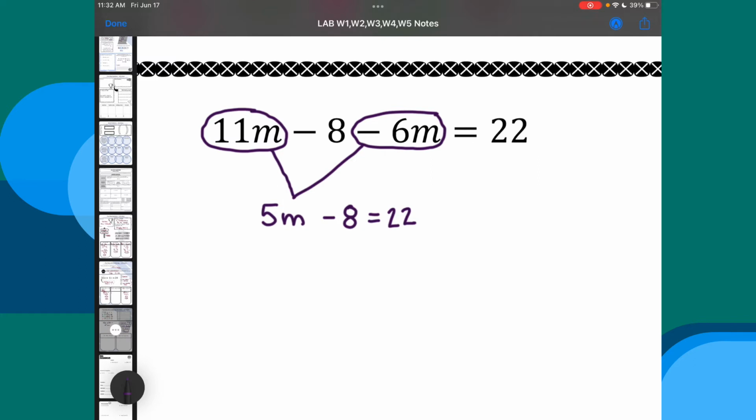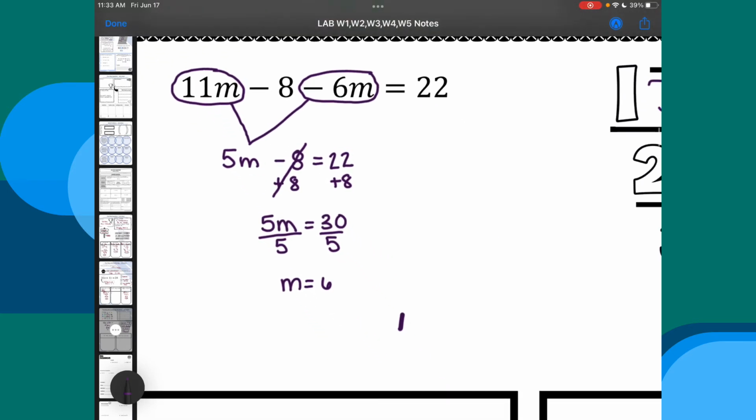Now we're going to undo the subtraction. The inverse operation is addition, so we're adding 8 to both sides. Negative 8 plus 8 is a 0 pair. 5m is equal to 30. This is 5 multiplied by m, so we'll undo the multiplication using the inverse operation of division, and m is equal to 6. Like any equation you can solve, you can always check it after you solve.